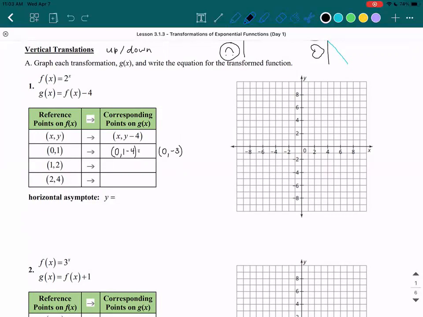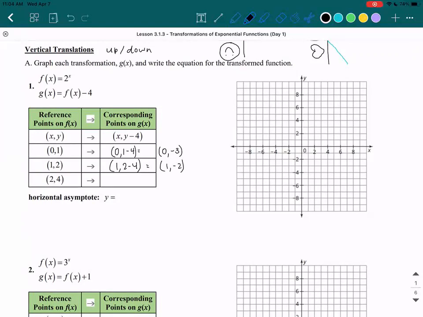Let's do it again for the next point on f of x, which is 1, comma 2. So remember your x value stays the same because this is a vertical translation. Vertical translations go up and down. If you're just going up and down, you don't want to change that x value. Now for the y value, that's what we want to change. So we want 2 minus 4. The 1 stays as 1. 2 minus 4 is negative 2. So our new point on g of x is 1, comma, negative 2.